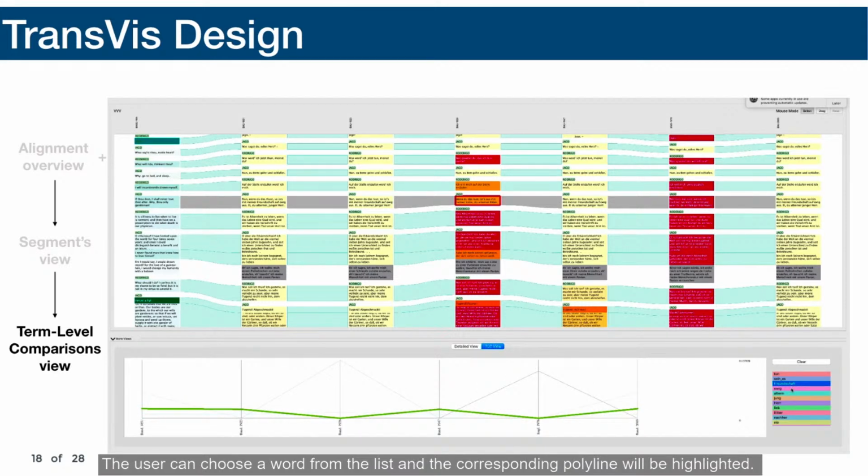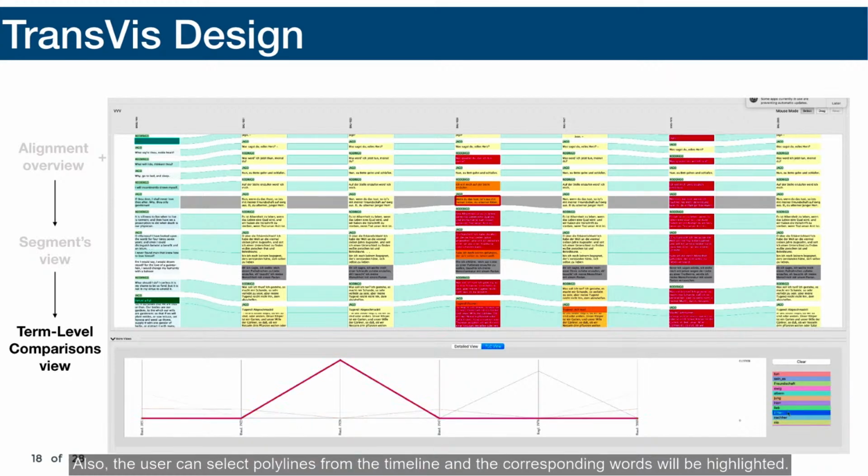The user can choose a word from the list and the corresponding polyline will be highlighted. Also, the user can select polylines from the timeline and the corresponding words will be highlighted.